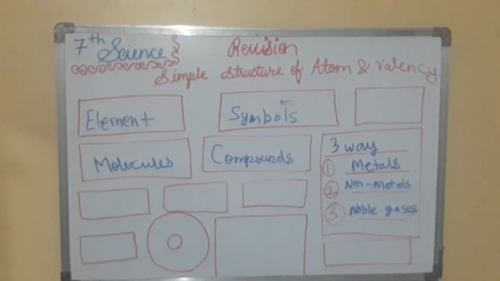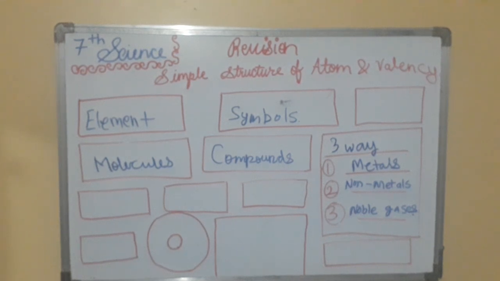Second, non-metals. The elements which have no luster and are brittle, non-ductile, bad conductors of heat and electricity are called non-metals. Example, hydrogen, nitrogen, oxygen, fluorine, chlorine, bromine, iodine, carbon, etc. Now, noble gases. The elements which do not chemically react with one another or any other element are called noble gases. Example, helium, neon, argon, krypton, xenon, radon.